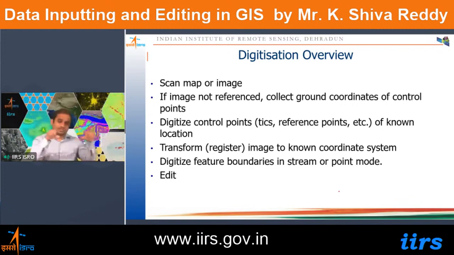Now in digitizing, if you have an already georeferenced image, on that image you can digitize using either stream or point mode. And also see that during digitization, you can use the snapping option to avoid undershoot and overshoot. And editing, we also saw that we don't need to always delete the entire feature, but you can drag your individual vertices to change the shape.